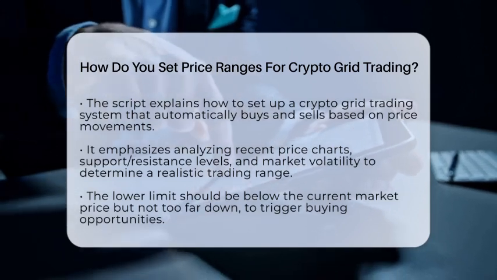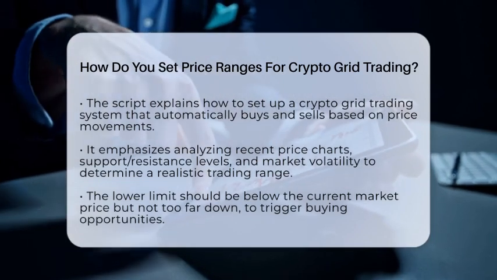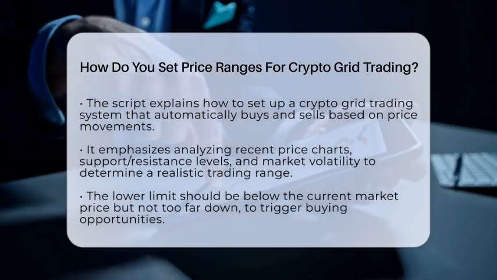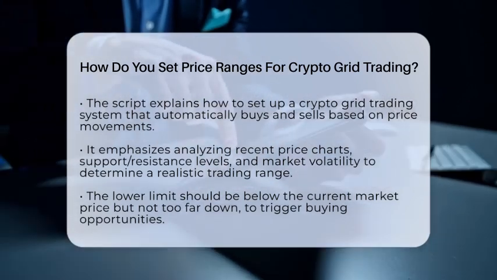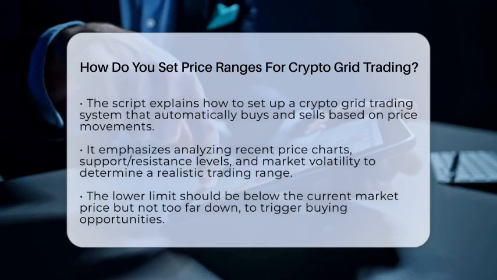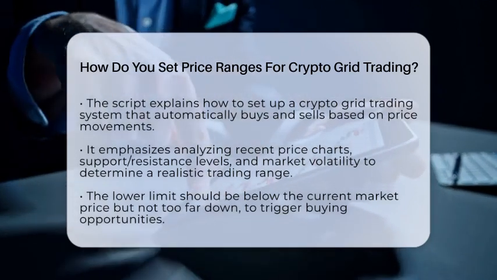First, you need to analyze the market to find a realistic range where the price tends to stay during your trading period. Look at recent price charts, support and resistance levels, and how volatile the coin has been lately. The lower limit is where you want the bot to start buying, so pick a price that's below the current market but not too far down.